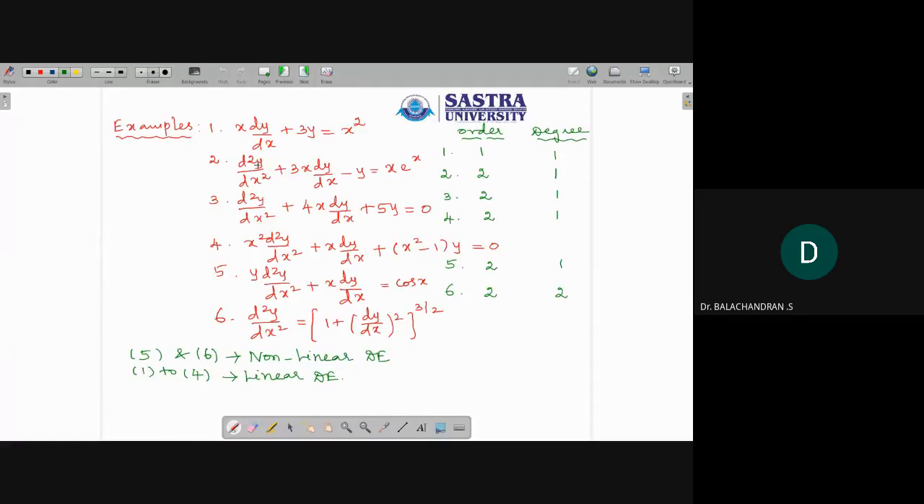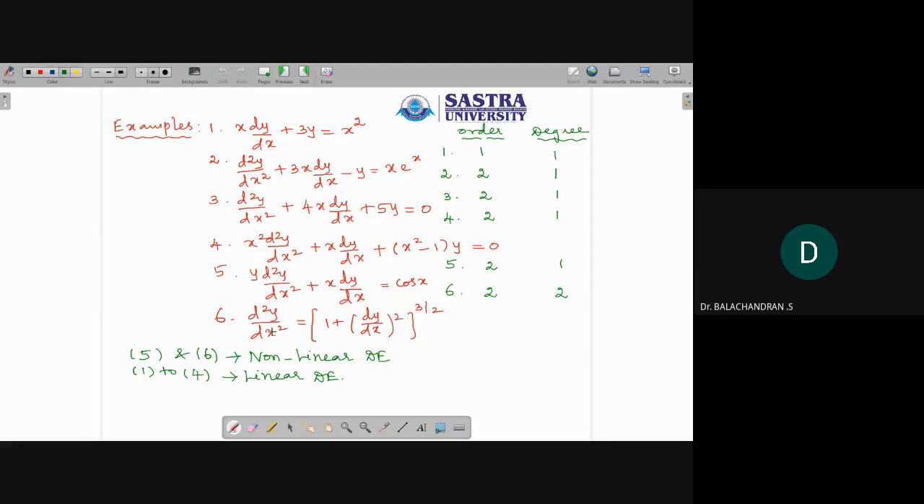So this is some example. Okay, the first equation. So what is the order and what is the degree here? Okay, so order of the differential equation is 1, and the degree is also 1, dy by dx whole power 1, and the order of the differential equation here is 2, and the degree, d square y by dx square whole power 1. So degree is 1, and the third equation order is 2 and the degree is 1, and the fourth equation order is 2, degree is 1, and the fifth equation order is 2, degree is 1.